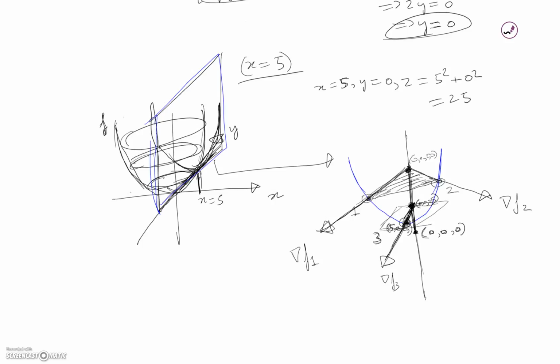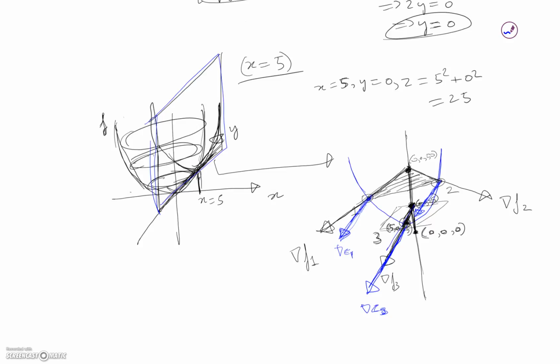And now what about del c? As I mentioned before, del c is always parallel to the x-axis. So it will always be pointing outward and parallel to the x-axis. So at point 1, del c1 will be like this. At point 2, del c2 will also be parallel to the x-axis, and at point 3, del c3 will be parallel to del f3.